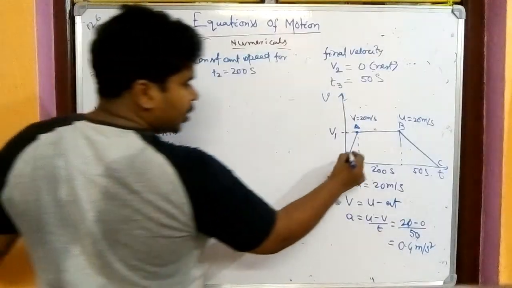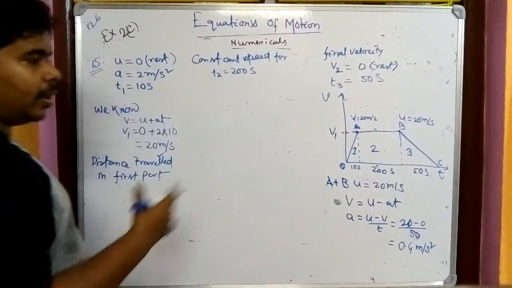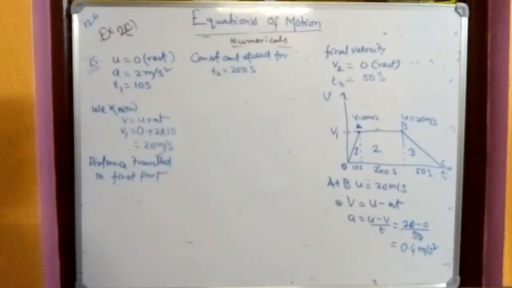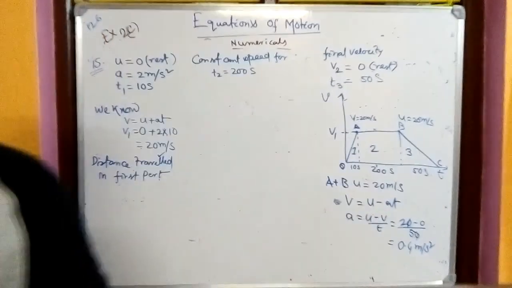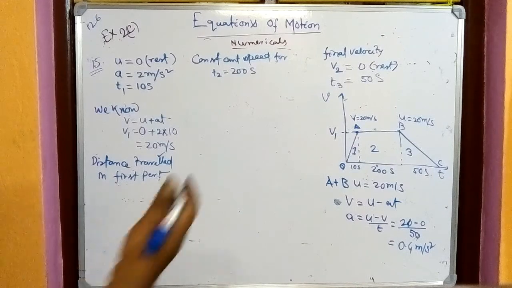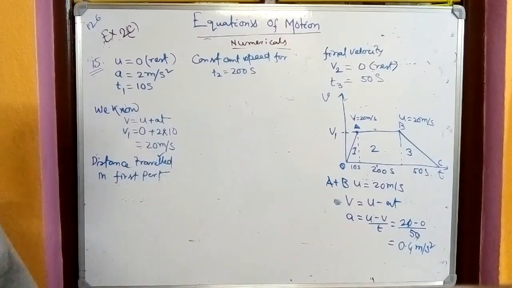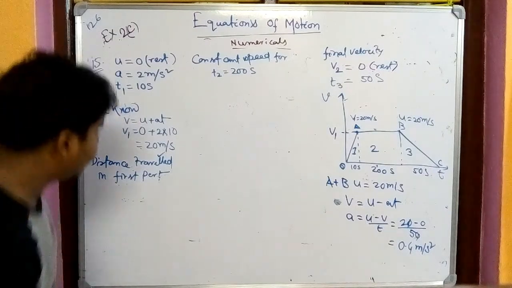Okay, so assume this is the first part 1, this is 2 and this is 3. Let's see how much distance is traveled. If it is a question of graphical representation, then we can find the area of the graph and then we'll get it. I'll show you that if I find the area of the graph, then our answer will be the same. Let's see.